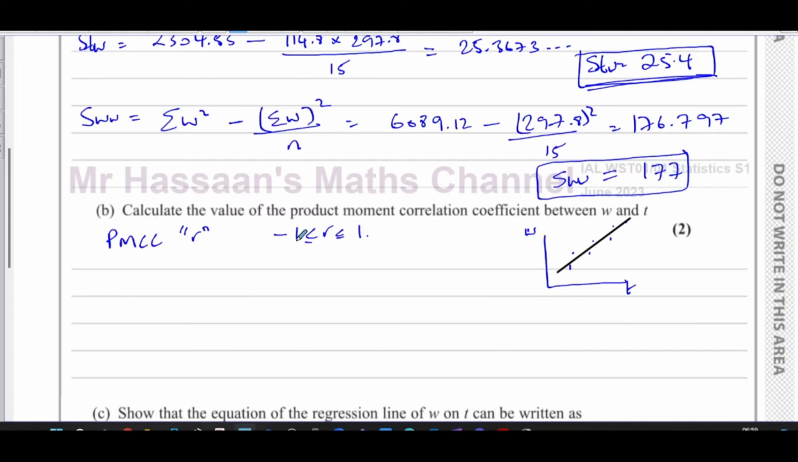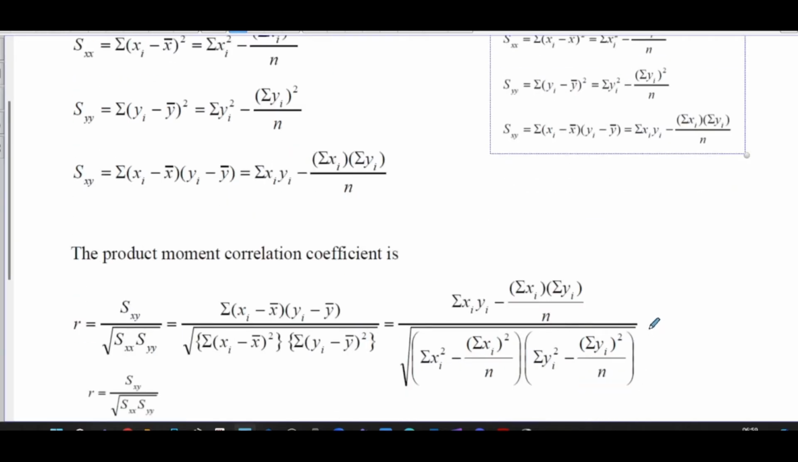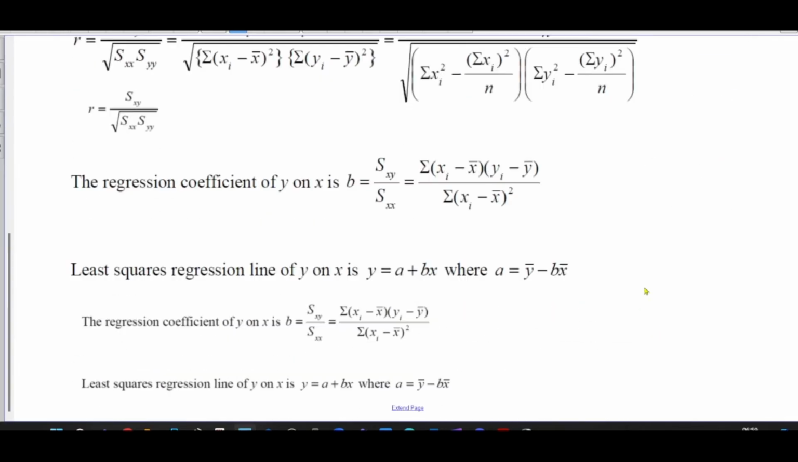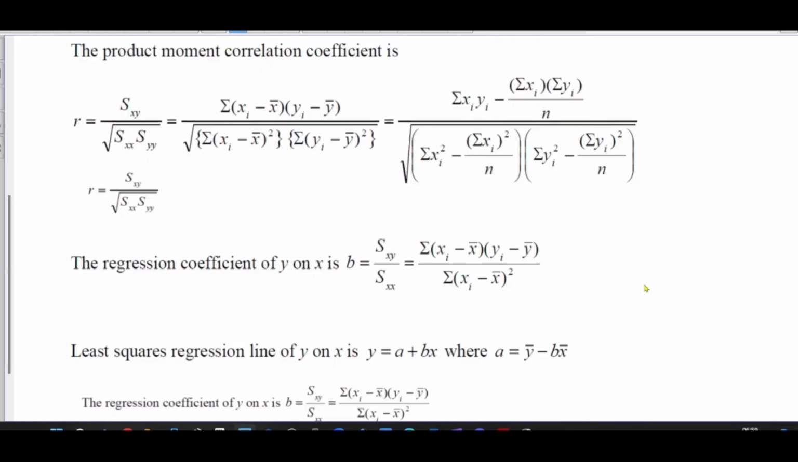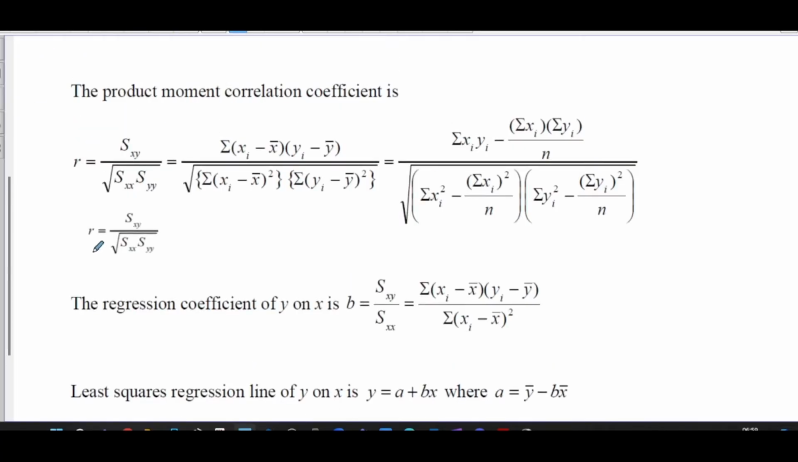And if it was a negative one, it'd be perfect negative correlation, meaning they would be in a perfect straight line, but with a negative gradient. And the closer you are to 0, then the points are all over the place. There's not really any correlation between them. So the PMCC tells us the strength of the correlation between the variables that we have. And to find the PMCC, there's a very simple formula, which is over here, that we can use. Have I got it here somewhere? Here it is. This is the relevant formula that we need.